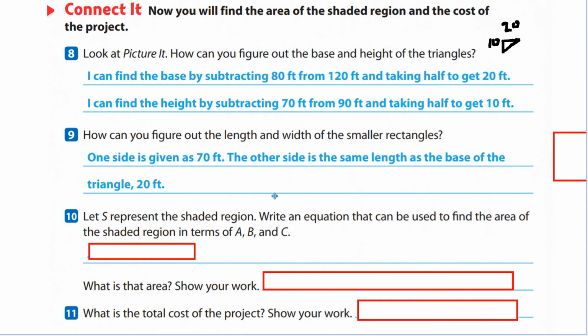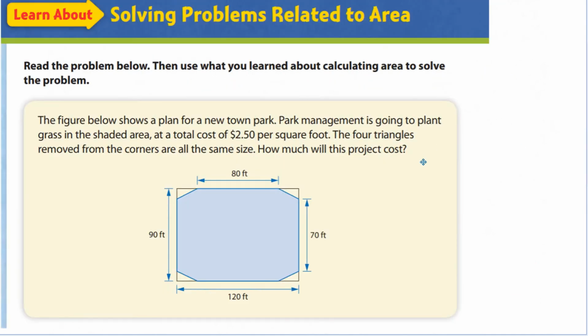So again, one side of it is given, 70, and the other side is the same length as the base of the triangle, 20 feet. And it says, how can you find out the length and width of the small rectangles? This is, again, one way of solving it. But let me show you what they mean on that one. What they mean here is obviously one side's given right here, which is 70. Okay, everybody see that? And if I was to draw, like we did earlier, I mean, we call them trapezoids, which you can also find.